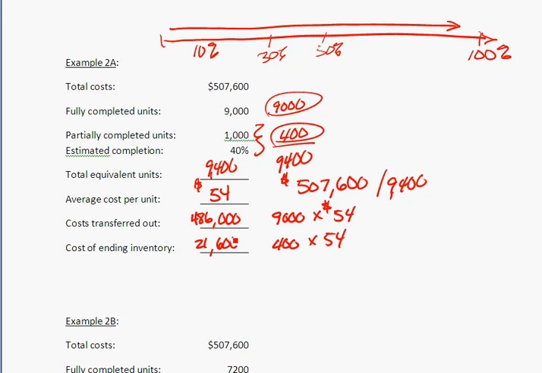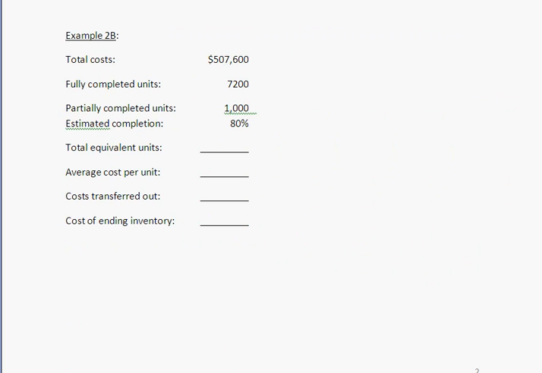Our ending work in process consists of 400 equivalent units at a cost of $54 for a total of $21,600. As a quick check, we'll add these two numbers together and we do get our total cost of $507,600 that we had above. Let's go through those calculations one more time. This time let's assume that we had 7,200 units that were transferred out.